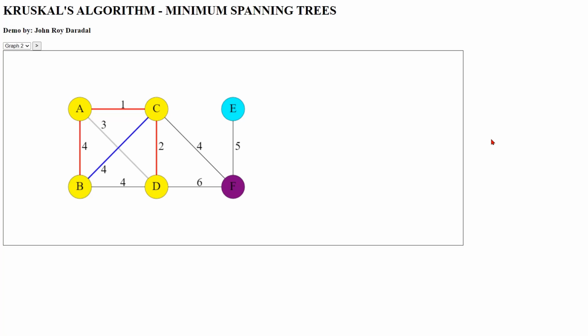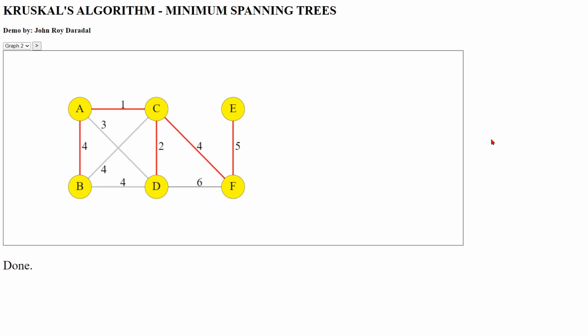BC already belongs to the same component, so we'll skip. BD we'll also skip. CF belongs to 2 different components, so we'll merge those 2. And then EF, 2 different components, so we'll merge. And after that, everything is already covered, so we're done.